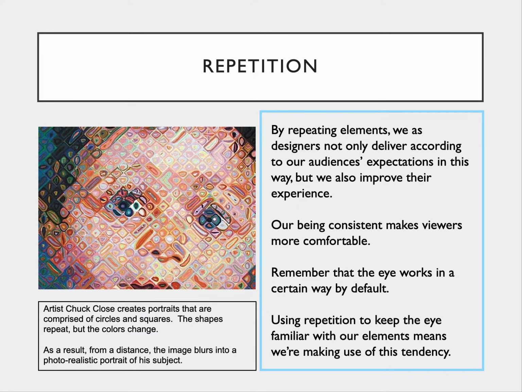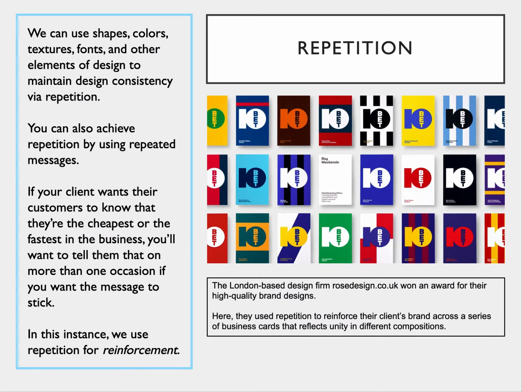And so we do this, repetition works because it actually makes the people who look at the design more comfortable. The eye works in a certain way by default. And so when you have invested time in looking at that first element or learning that first element, using that repeat pattern makes it easier on the eye, makes it actually more enjoyable to look at. And so by using repetition, it keeps the human eye familiar with our elements. And so then we are using that to create design that is comfortable and pleasing to the eye.